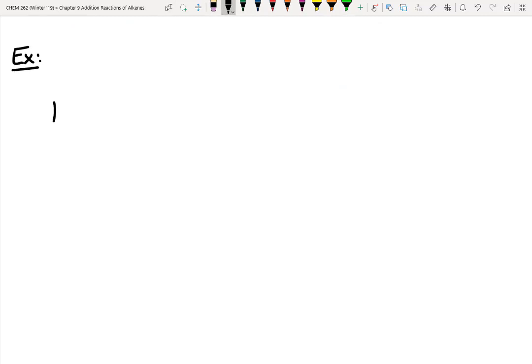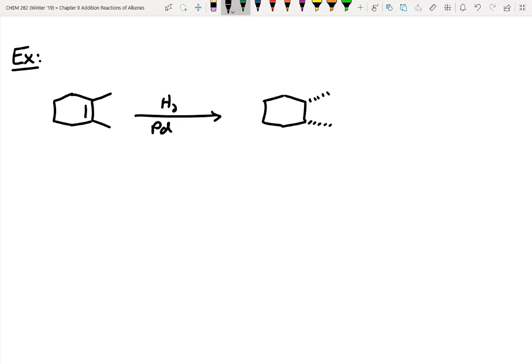In this example, we're going to start out with a substituted alkene. We're going to react this with hydrogen and palladium. And when this happens, like I said, you're going to get syn addition, which means that both of your hydrogens must install on the same face. You won't observe any of the anti-addition product for this one. So that's again supporting the stereochemistry of syn addition. Does that make sense?